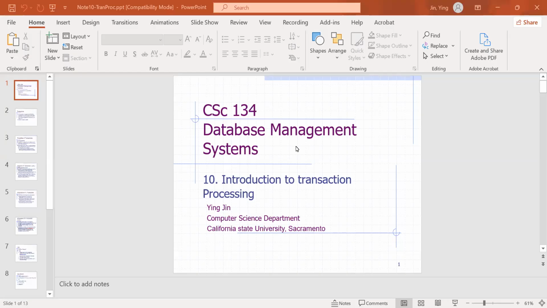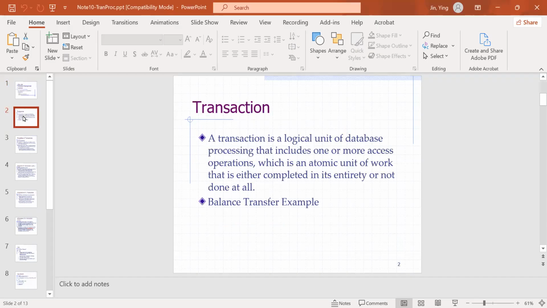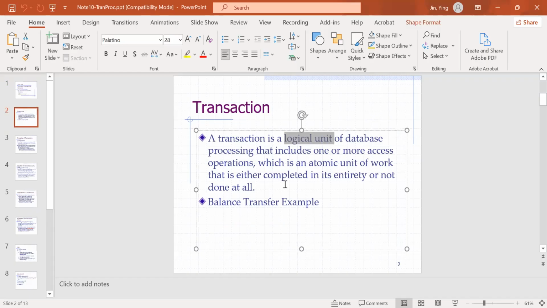Today, we are going to talk about an introduction to transaction processing. First of all, let's see what a transaction is. A transaction is a logical unit of database processing. It includes one or more operations. It can be a read operation or a write operation.